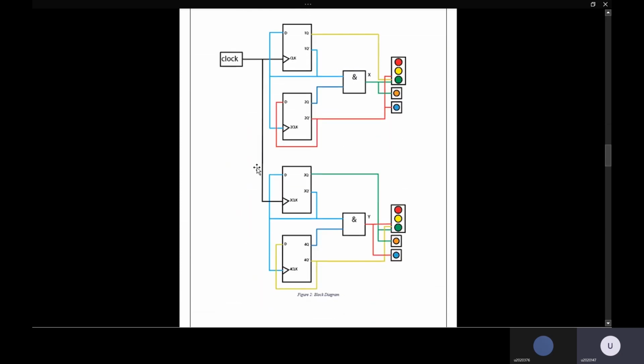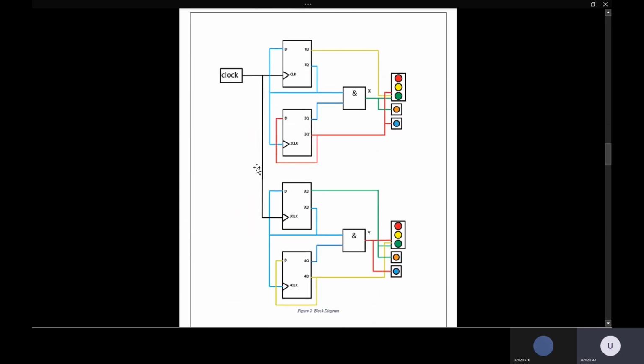So we have also made a block diagram for our project to help the audience better understand the working of the project. As you can see in this diagram, the clock pulse input is given to two 7474 ICs, and basically what we have done is we have divided our project into two sections, one for the horizontal traffic light and the second for the vertical road's traffic light.